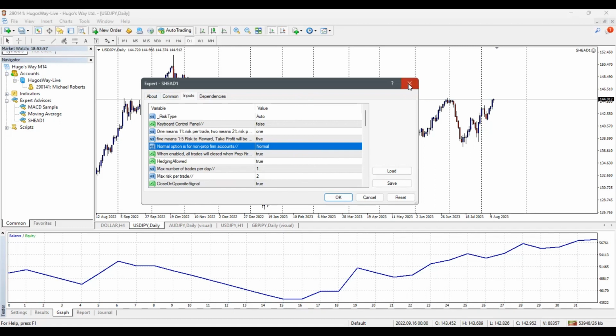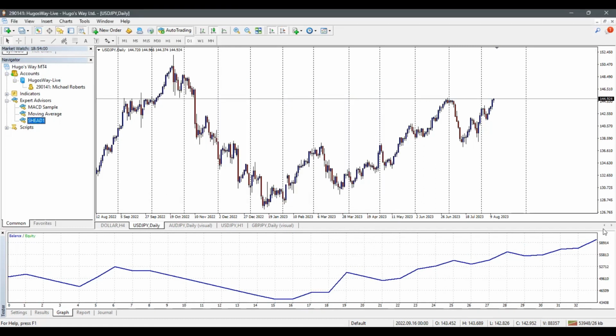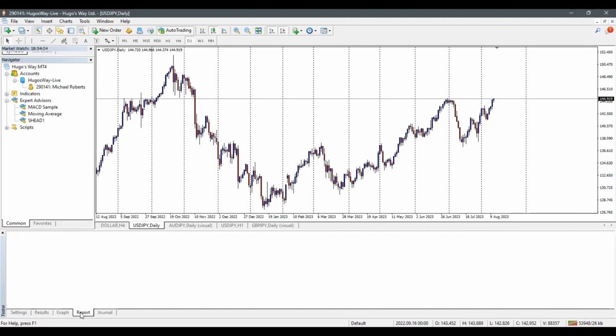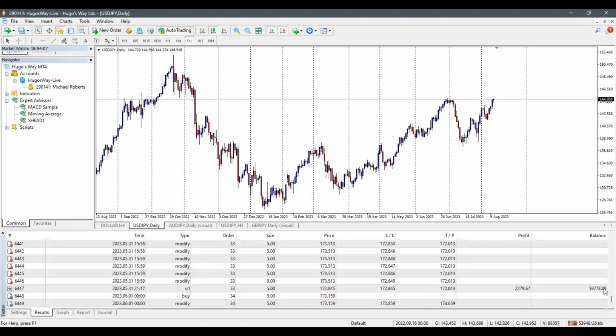So this is what's going on right now. So I'm going to close that. Let's look at the profit so far. So right now, the robot is at 58K profit. Let's have a look at the journal results. All right, so you can see the robot just closed that profit of 2K right there.